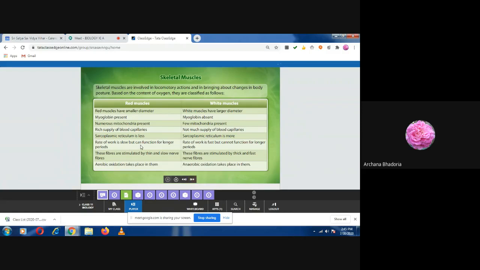And rate of work is low but they can function for longer periods. Why longer period? Because more energy production, since more number of mitochondria. So they do not get fatigued, they do not get tired. They are stimulated by thin and slow nerve fibers, and aerobic oxidation takes place in them. In the white ones, since mitochondria are less, anaerobic oxidation takes place, and they are stimulated by thick and fast nerve fibers. Clear? So this you try to prepare.